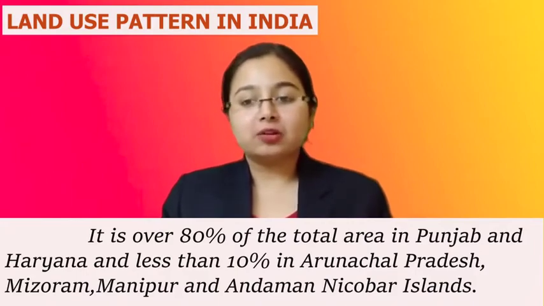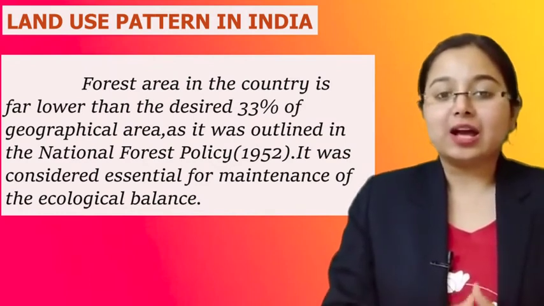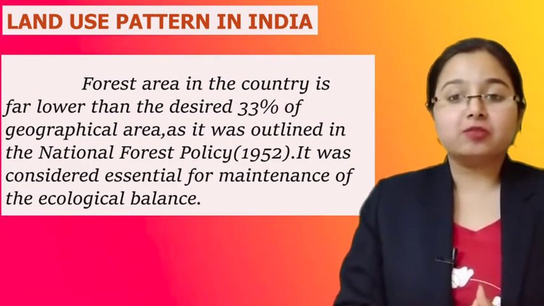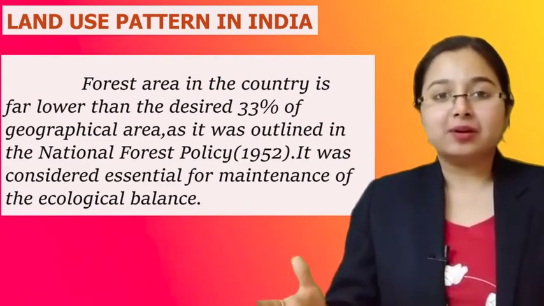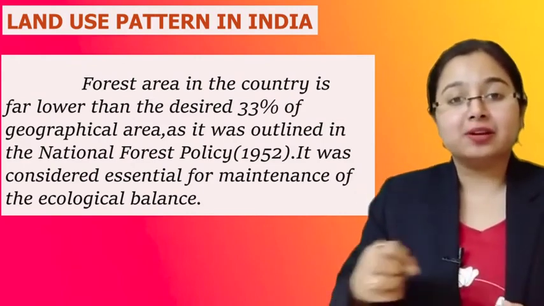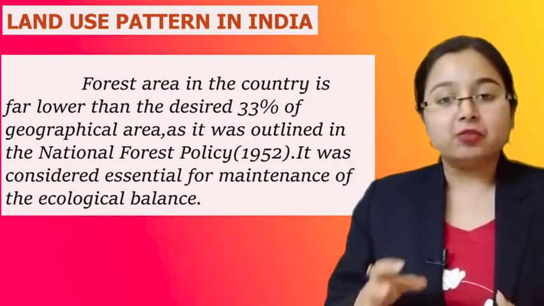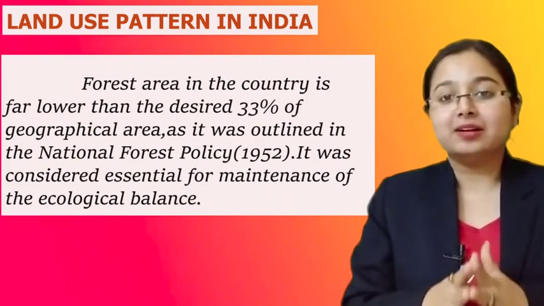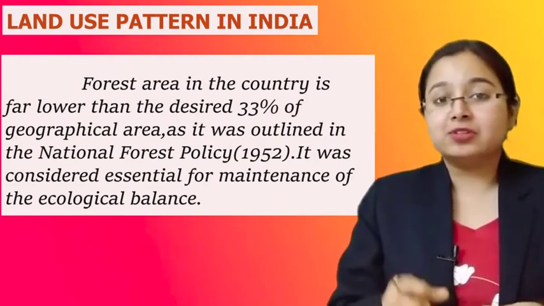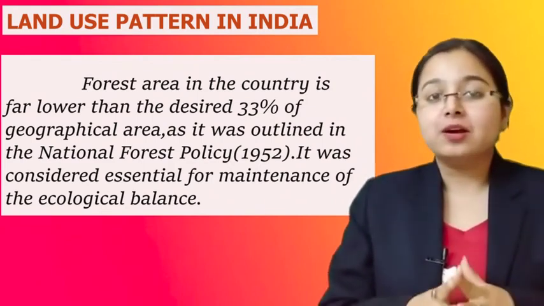Now children, we will talk about the forest area. Students, the forest area according to the National Forest Policy 1952 should be 33% of the geographical area. Means if 100% is the geographical area, then 33% of that should be reserved for forest according to the National Forest Policy 1952. And 33% is to be reserved for forest, but we have right now only 23%, which is far lower than the desired percentage according to the National Forest Policy.